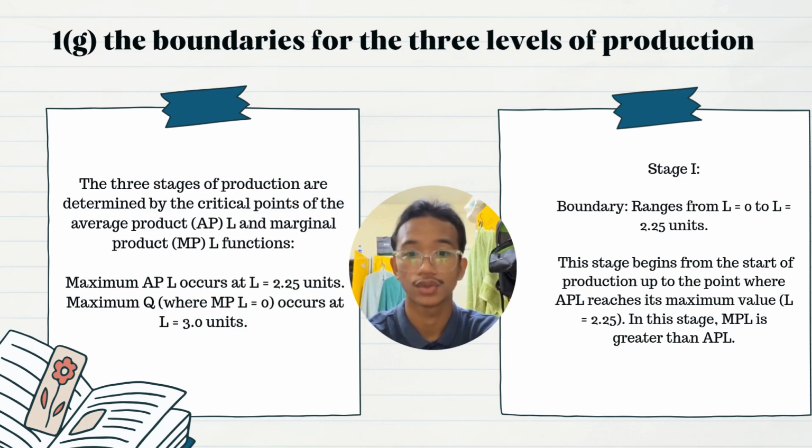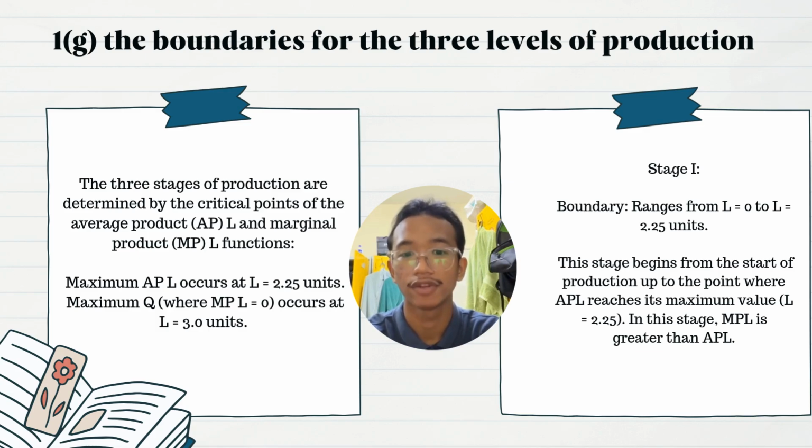Now, let's move on to question 1G and look at the boundaries for the three stages of production. I will start by explaining stage 1 because the next stages will be explained by my group mates. Stage 1 is the initial phase of production. The boundary for stage 1 starts from L equal to 0 up to L equal to 2.25 units of labor. If you remember, 2.25 is the exact point where our average product APL reaches its maximum, which we just calculated in part 1F. So, what is actually happening in this stage?